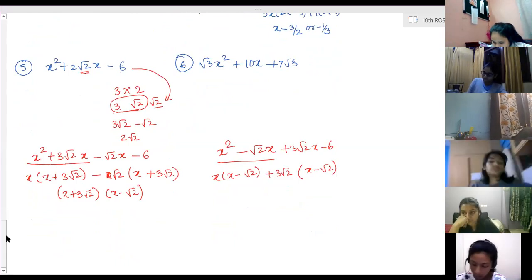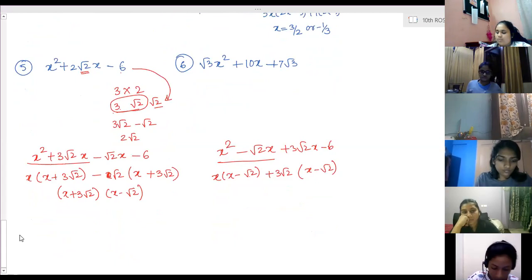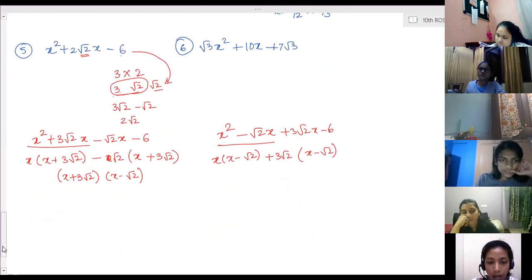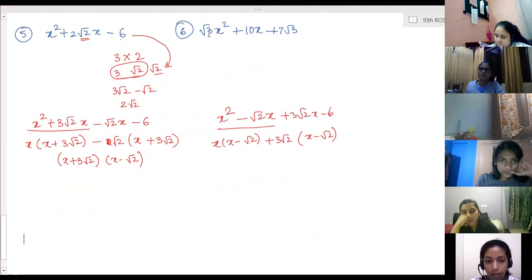And these are all for 1 mark, 2 marks, and sometimes they ask for 3 also. If these square root questions are there, then they have asked for 3 marks.